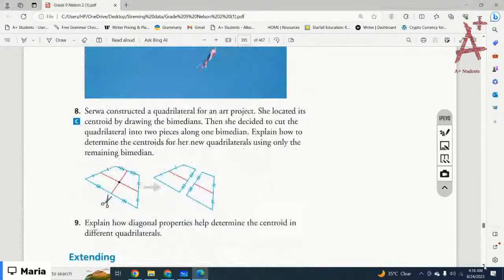Question number 8 is, Sarva constructed a quadrilateral for an art project. She located its centroid by drawing the bimedians. Then she cut the quadrilateral into two pieces along one bimedian. Explain how to determine the centroid for her new quadrilateral using only the remaining bimedians.